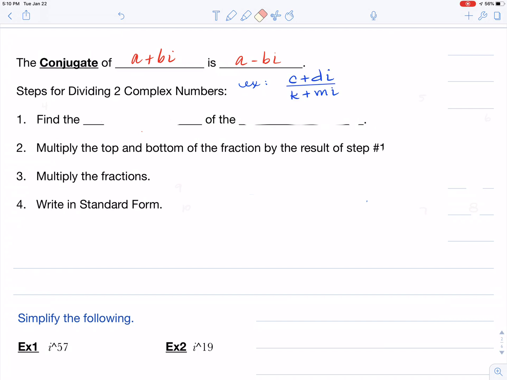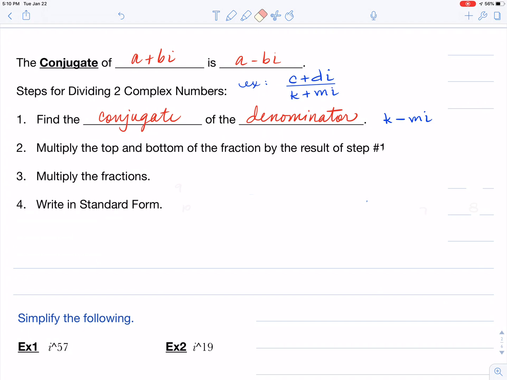So an example here, maybe I want to take the complex number c plus di and I want to divide it by k plus mi. So the first step to doing this is that you need to find the conjugate of the denominator. So take whatever's on bottom, this guy down here, and find its conjugate. All right, what did you get? All right, good. You found k minus mi is going to be the conjugate down on bottom.